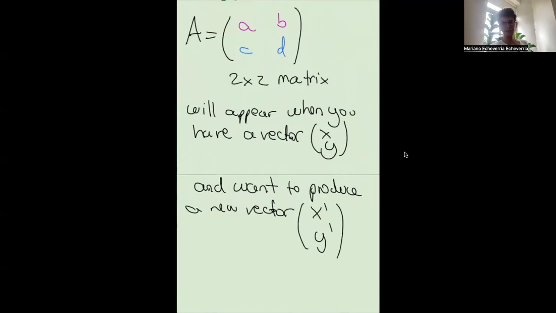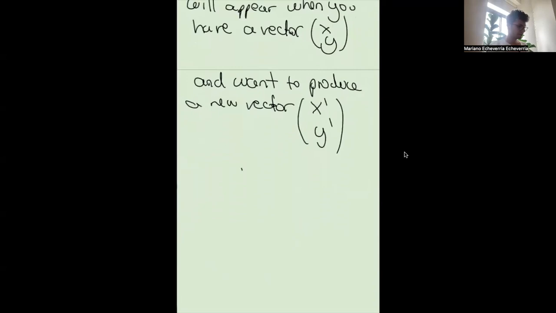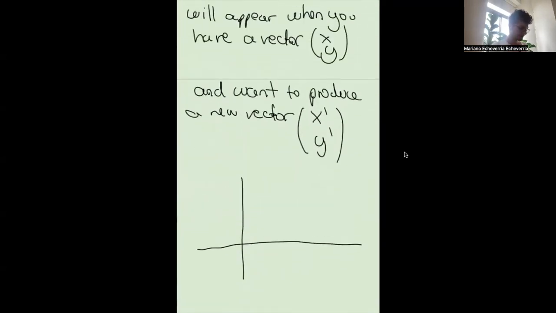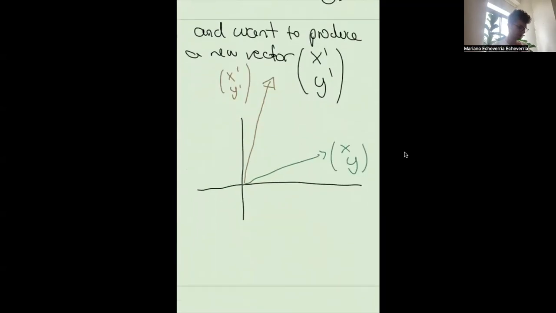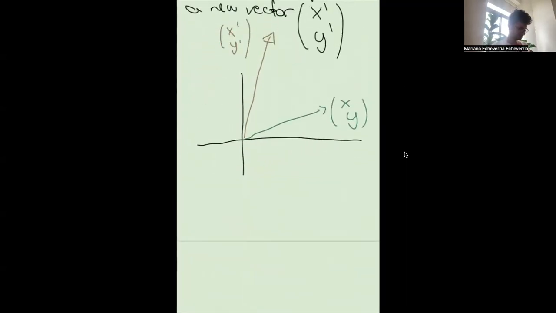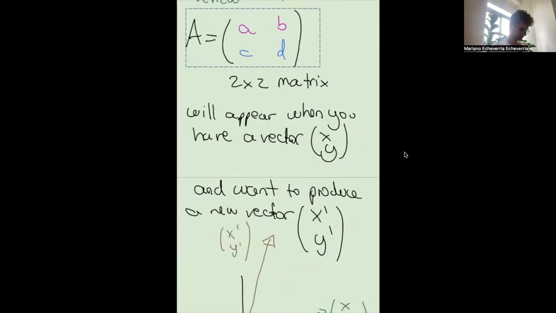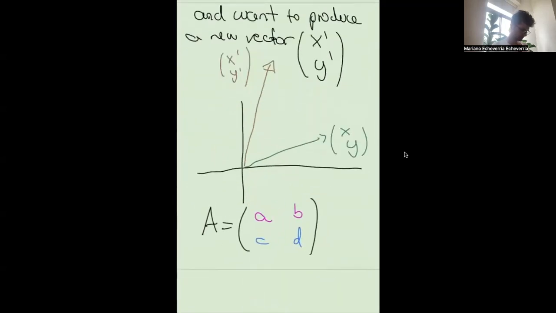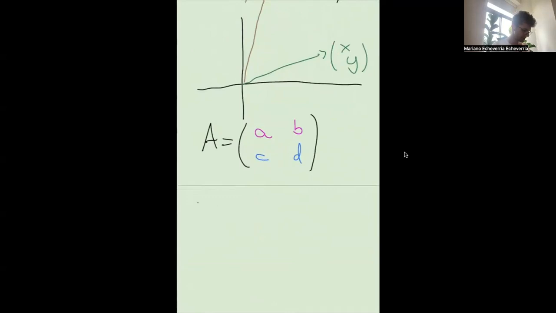But it's just a new name for the new vector. So the idea is, I start with a vector x, y, and I want to get to a new vector x prime, y prime. Maybe this one could be even bigger, right? And if I want to connect them somehow using a matrix, the formula is the following. If you wanted to connect these two vectors with the matrix, the new entries are given in terms of the older entries as follows. So you get A, B, C, D.